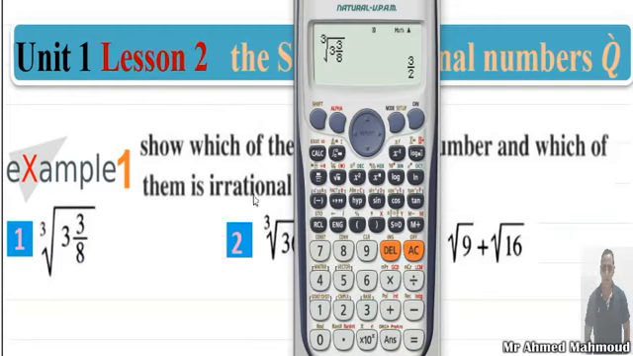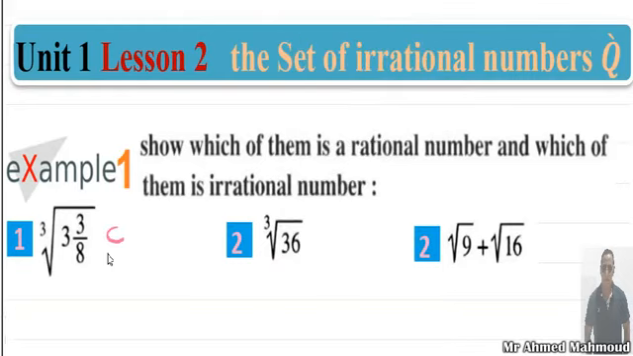This one equals 3/2. Okay, 3/2 is a fraction. Again, 3/2 is a fractional form. Then this number is a rational number, then this number belongs to Q. Okay, the next one.